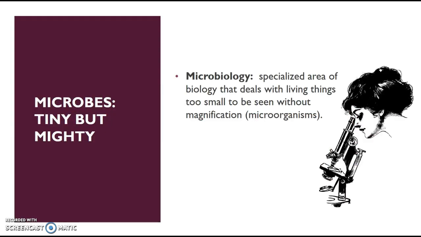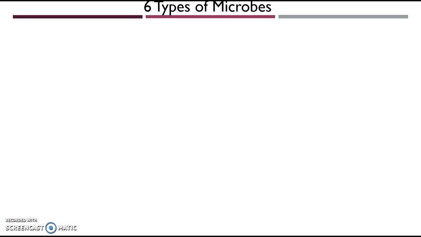So to begin, let's define microbiology. Microbiology is defined as a specialized area of biology that deals with living things too small to be seen without magnification. And these things are microorganisms. So anything that is too small to be seen with the naked eye and must be observed with a microscope, we consider a microorganism. And microbiology is focused on studying those organisms.